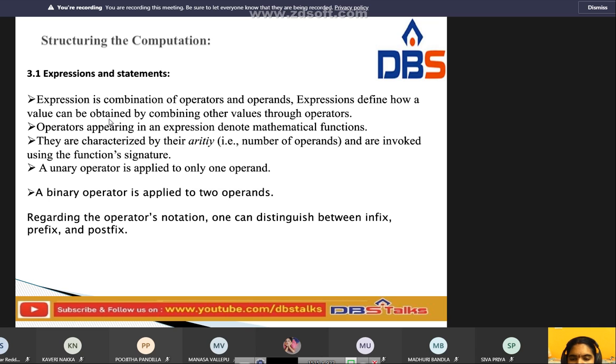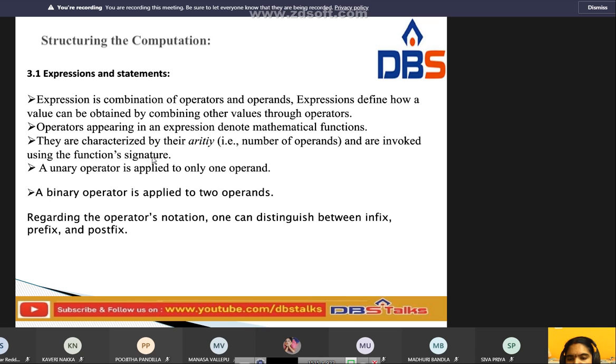For example, we have C equal to A plus B. That is called an expression. A collection of operators and operands is called an expression. Here A, B, C are the operands, and plus and equals are the operators. Expressions define how a value can be obtained by combining other values through operators.